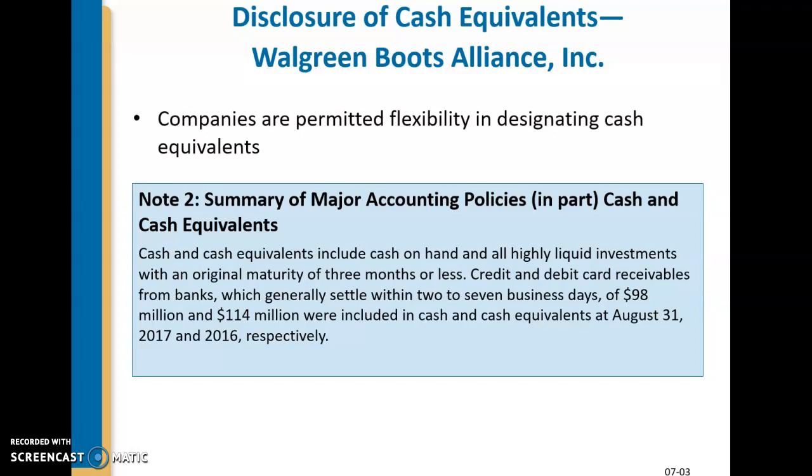Companies are permitted flexibility in designating their cash equivalents, but this policy should be set free of the intent to fraudulently manipulate the financial statements, and once this policy is set with respect to cash equivalents, it should be consistently applied from one reporting period to the next, and it must be disclosed. You can read an example of disclosure about cash and cash equivalents in illustration 7-1 on page 340 of your textbook.